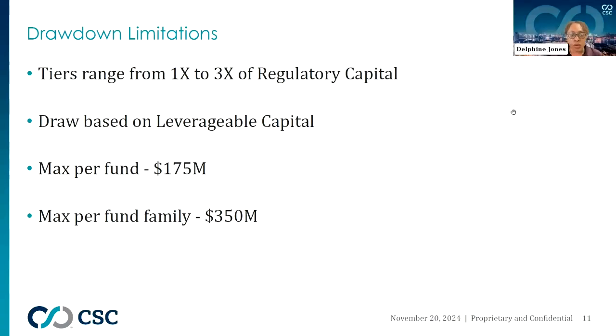All right. So again, considering that we're all focused on making sure we can gain access to this leverage, there seem to be a lot of things we have to take into consideration. And based on this slide, the key takeaway here is you really need to focus on how much you have in leverageable capital, because that's going to dictate the ultimate amount of your draw amount.